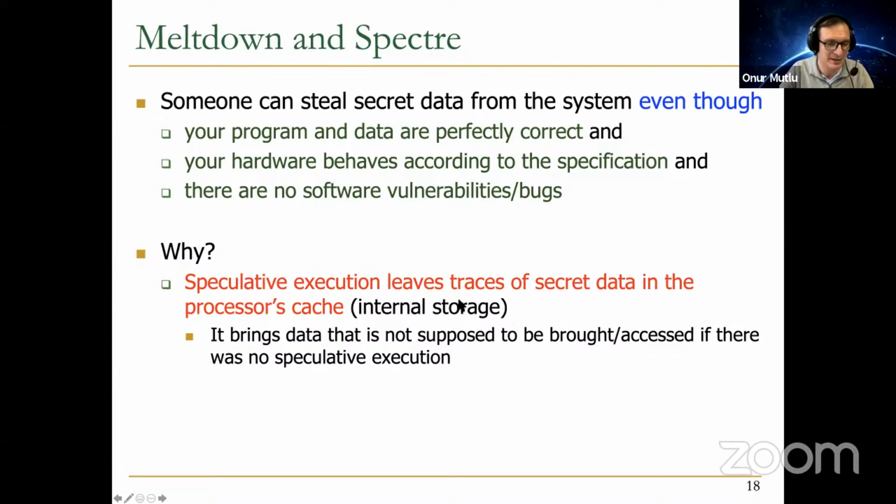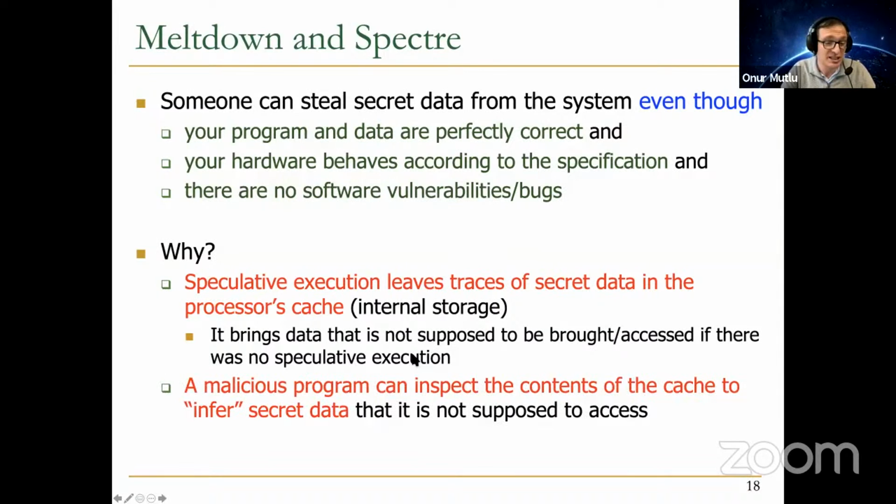But again, the purpose is not to talk about the real attack over here. Basically, you have some traces of secret data in the processor's cache, internal storage, and we're going to talk about cache also. Cache is locations that are recently accessed so that you can access them faster the next time. And the speculative execution of 200 instructions, as I mentioned, brings data that is not supposed to be brought or accessed if there was no speculative execution.